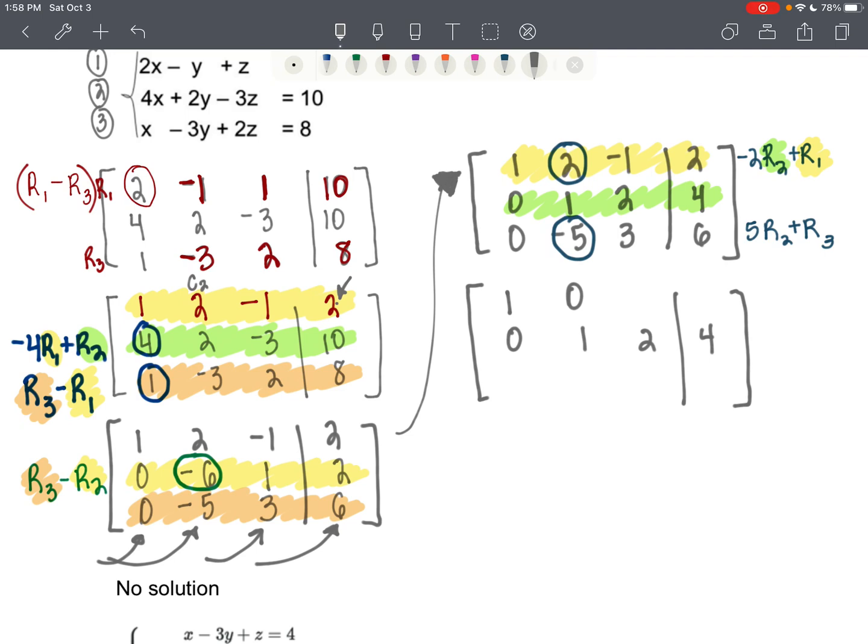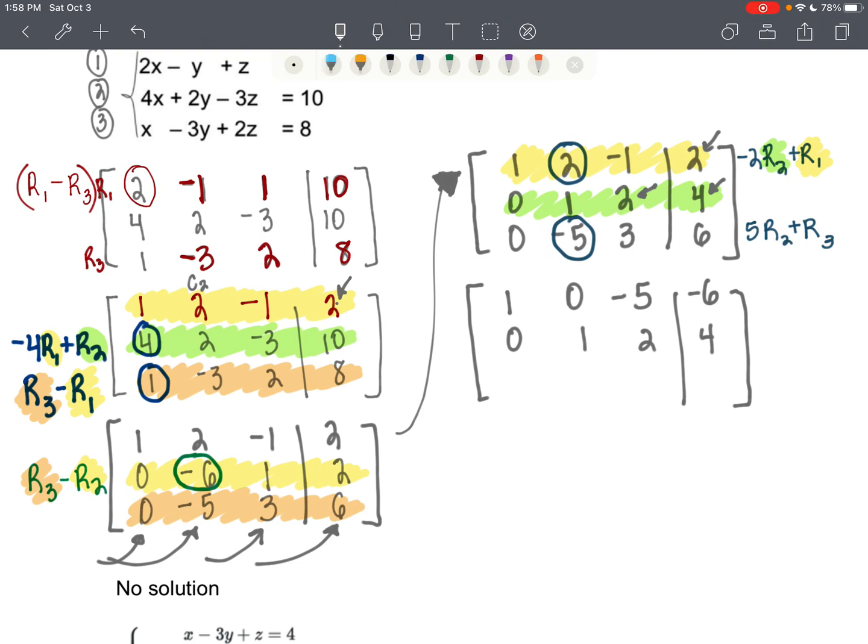Negative 2 times 2, we're right here. Negative 2 times 2 is negative 4. Negative 4 plus negative 1 is negative 5. Negative 2 times 4 is negative 8, plus 2 is negative 6.